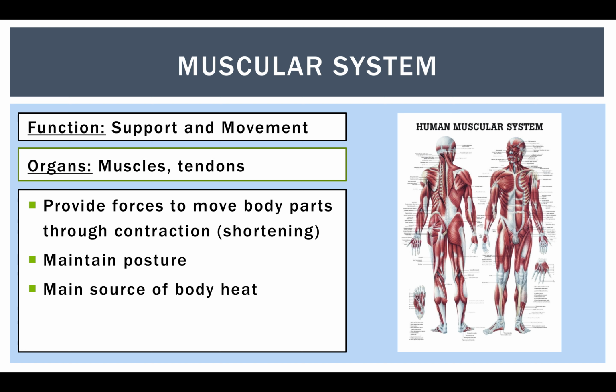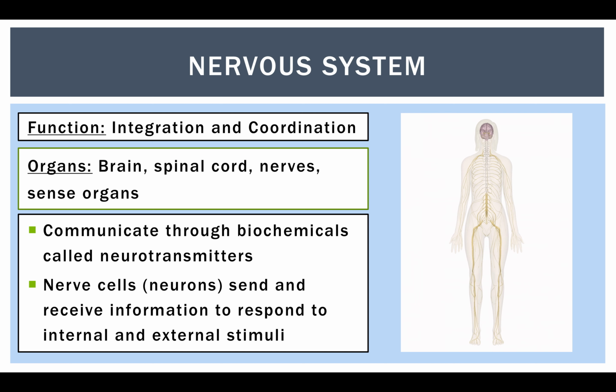Nerve cells, called neurons, send and receive information, usually to and from the brain, in order to respond to both internal and external stimuli. So this can be something like you seeing a ball coming towards you and then your muscles responding through moving, or it can be something like your pH levels dropping within your blood and your body working to correct that.